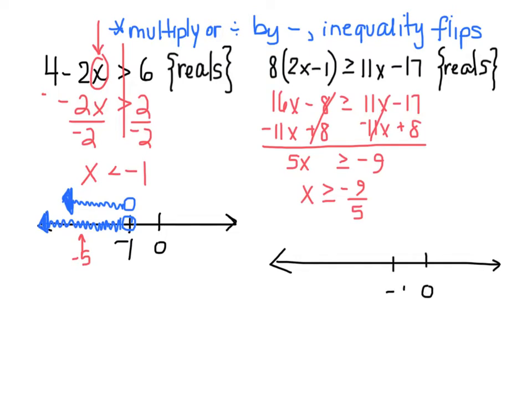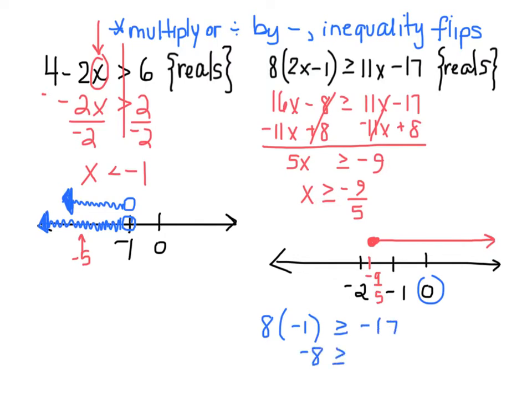Here's 0, here's -1, here's -2. -9/5 is kind of right here, because -10/5 would be -2, so this is -9/5. And I want everything greater than or equal to -9/5. So the easiest number to plug in here would be 0. So plug in 0: -8 is greater than or equal to -17. Yes. In both of these questions, I was in the set of real numbers. That's why I didn't not include anything.